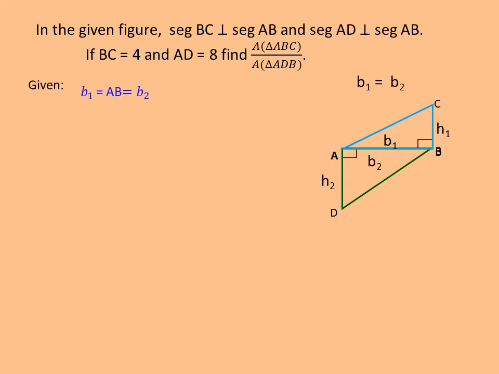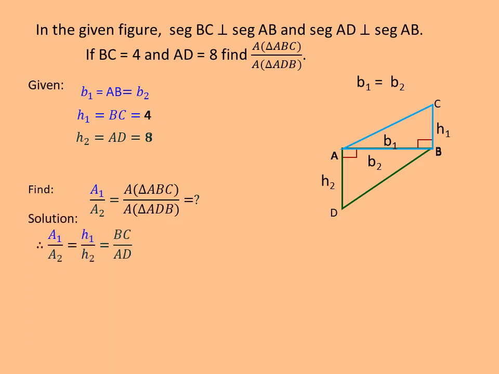Therefore, we have here B1 equals B2 equals AB, and we have H1, that is BC, equals 4, and H2, AD, equals 8. Therefore, we need to find out A1 upon A2, which is what they have asked us in the question: area of triangle ABC upon area of triangle ADB. So for the solution we can take A1 upon A2 equals H1 upon H2 equals BC upon AD.